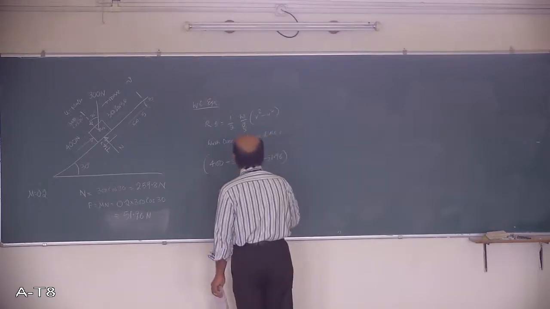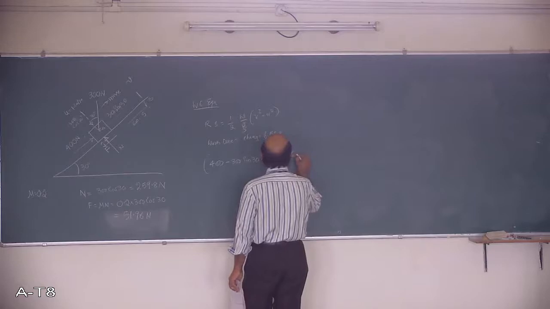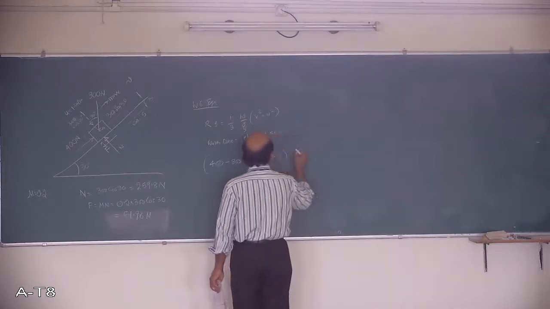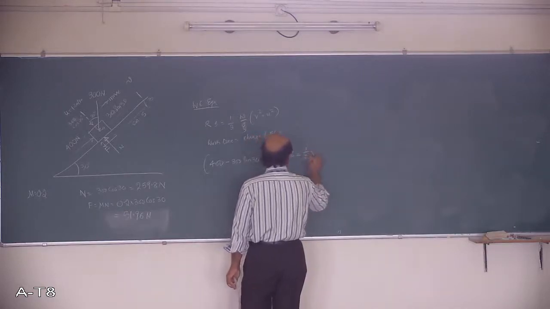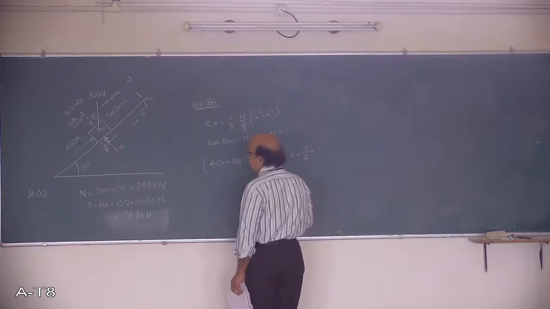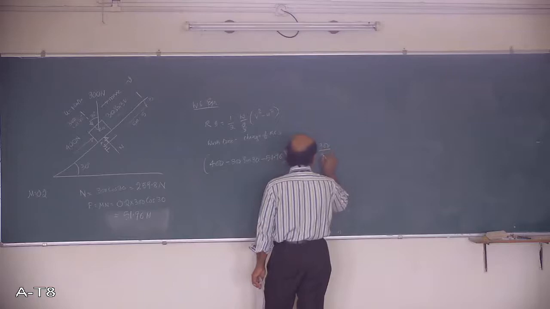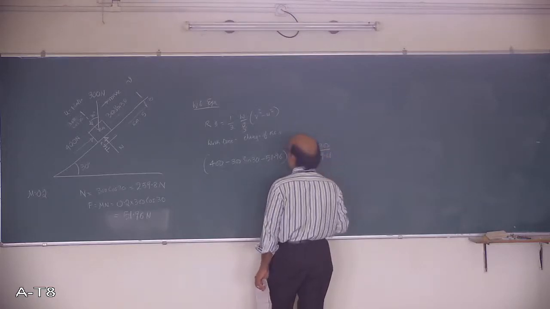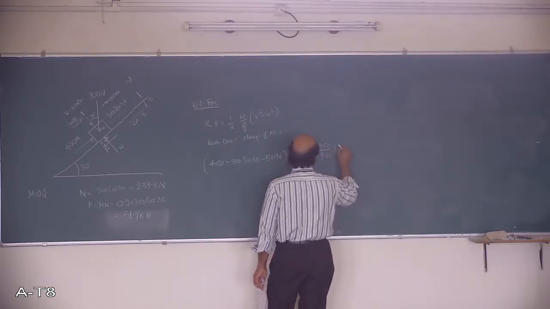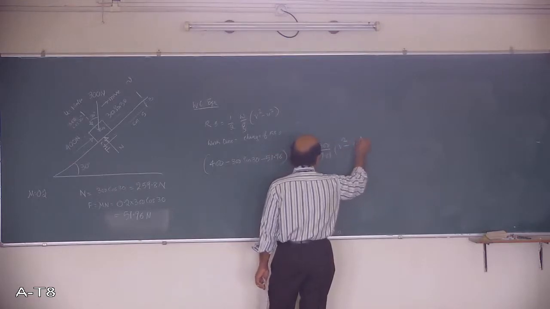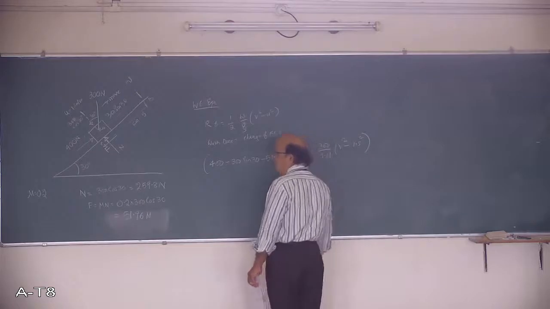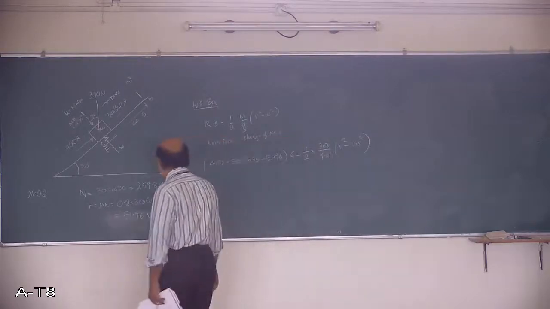The distance S is given as 6 meters, and that is equal to 1 by 2 W. The weight of the block is 300 Newton. So 300 upon 9.81, 1 by 2 W by g into v square minus u square. I don't know v square, and u square I know, it is 1.5 meters squared. There is only one unknown in this equation, so you can get it.